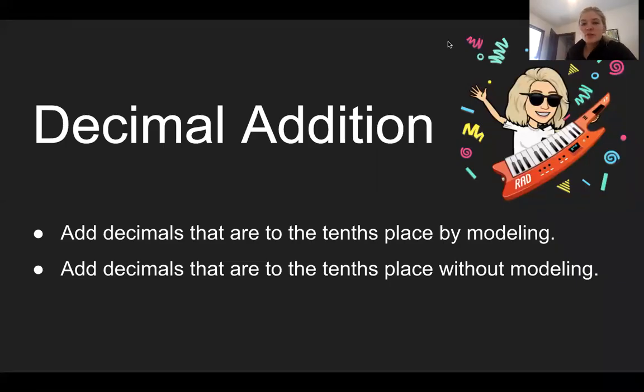Hi everyone, we're going to be talking about decimal addition today. So our goals include add decimals that are to the tenths place by modeling, and add decimals that are to the tenths place without modeling. So we're going to try this two different ways today.